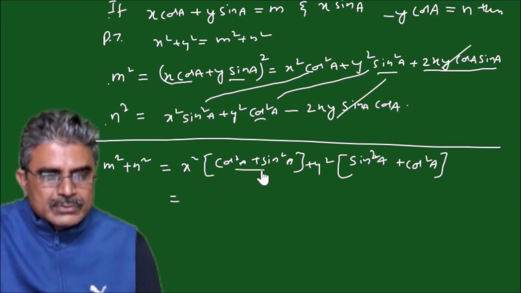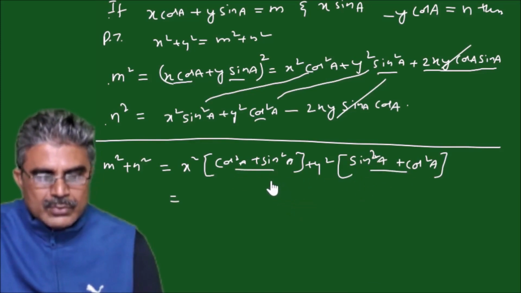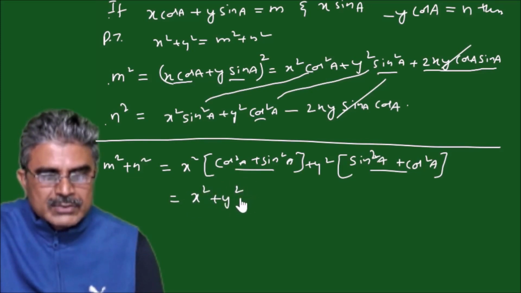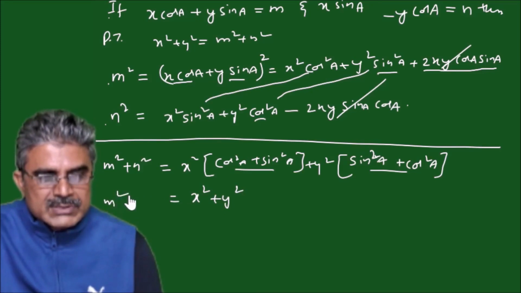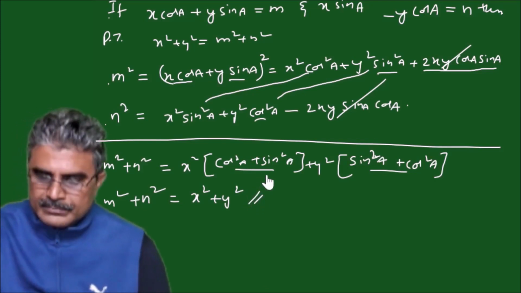So the terms which are in bracket are identities which are equal to 1. So it is x square into 1, that is x square, plus y square into 1, that is y square, which is equal to m square plus n square. This is what we need to prove, hence it is proved.